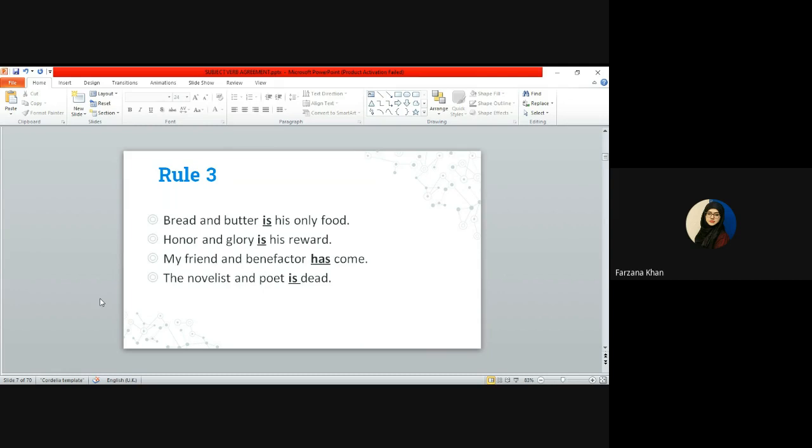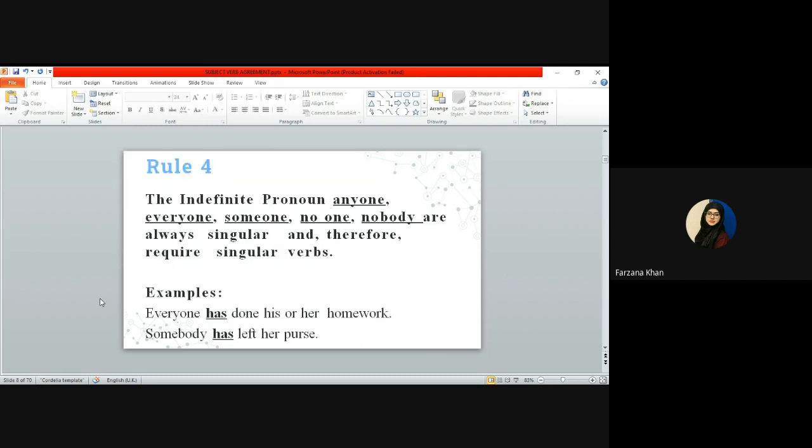Well, it was all about rule number 3. Now we are moving towards rule number 4. Rule number 4: the indefinite pronouns anyone, everyone, someone, no one, nobody are always singular and therefore require a singular verb. Alright, you have learned about the indefinite pronouns, right?